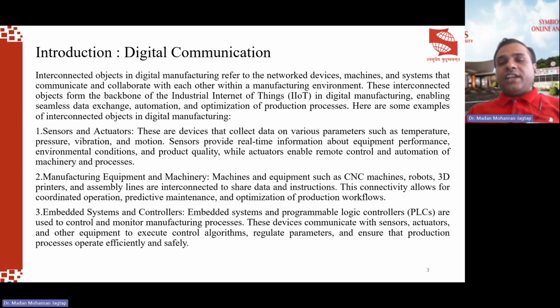So machines and equipment such as CNC machines, robots, 3D printers, and assembly lines are interconnected to share data and instructions. As I have explained, there are machines and equipment like CNC machines, robots, 3D printers, and assembly lines. They are interconnected and they share data and instruction with each other. So this connectivity allows for coordinated operation, predictive maintenance, and optimization of production workflows.